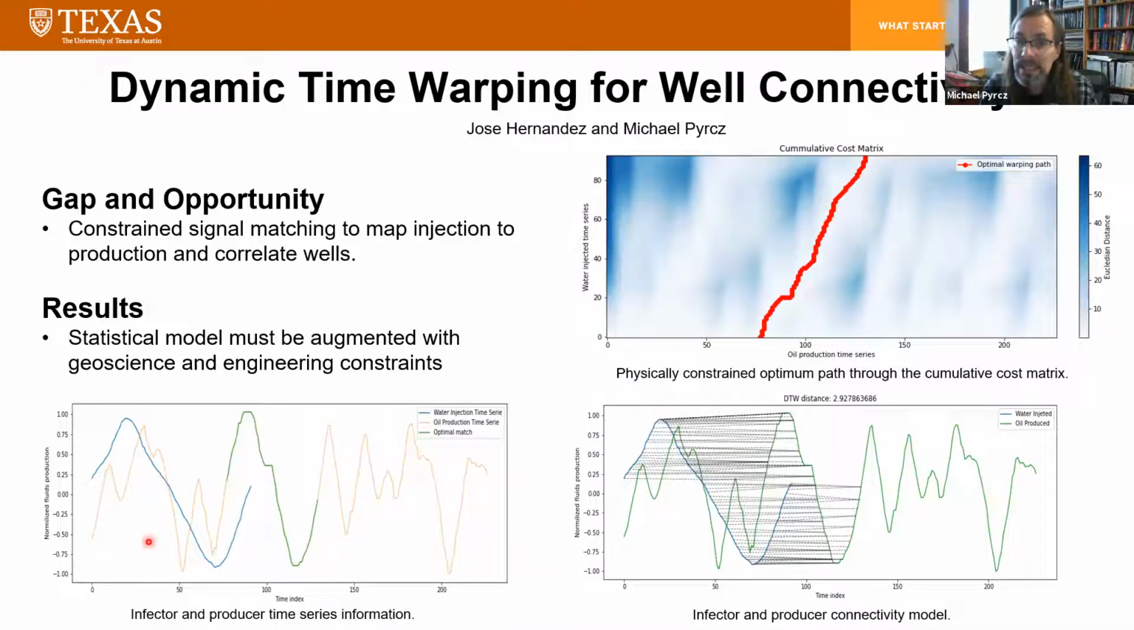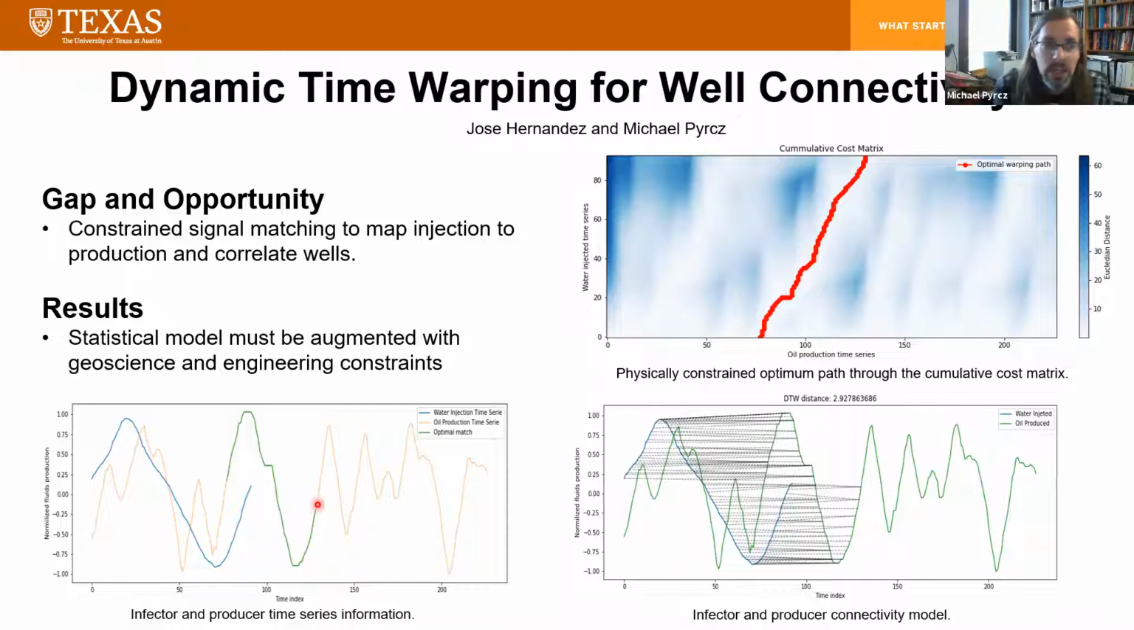Let me show you a basic example. It goes like this. I have water injected over time, and I have this signal of production from a twinned nearby production well. What I need to do, it's a signal mapping problem. Can I look at the structure of the water injection and find its imprint in the production? And so when I do that, I identify this segment right here.